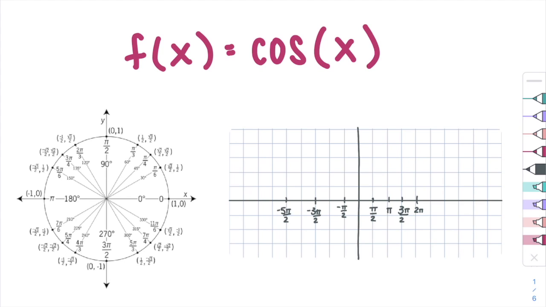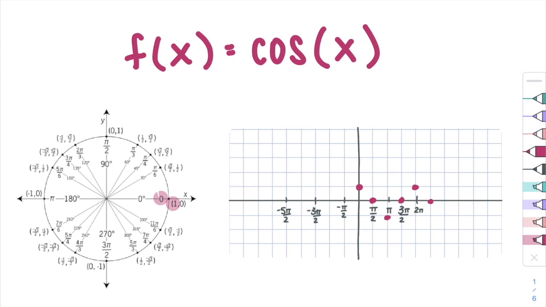So if I'm going to graph cosine, the cosine of 0 is my x value at 0, which is just 1. So when I plot the cosine of 0, I'm starting at 1. The cosine of pi over 2 is 0. The cosine of pi is negative 1. The cosine of 3 pi over 2 is 0. The cosine of 2 pi is 1.